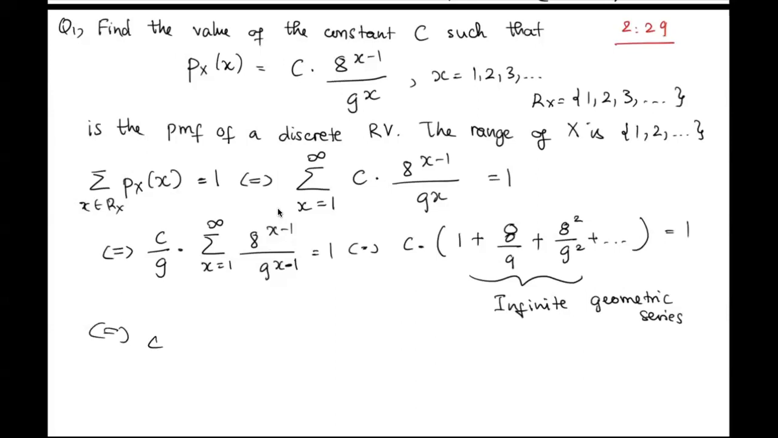And a summation like this would be calculated by taking the first term of the series, here it is 1, divided by 1 minus the ratio. The ratio is the ratio between two consecutive terms. So 1 multiplied by 8/9 gives me the second term. The second term multiplied by 8/9 gives me the third term. The third term multiplied by 8/9 gives me the fourth term. So 8/9 is the ratio.